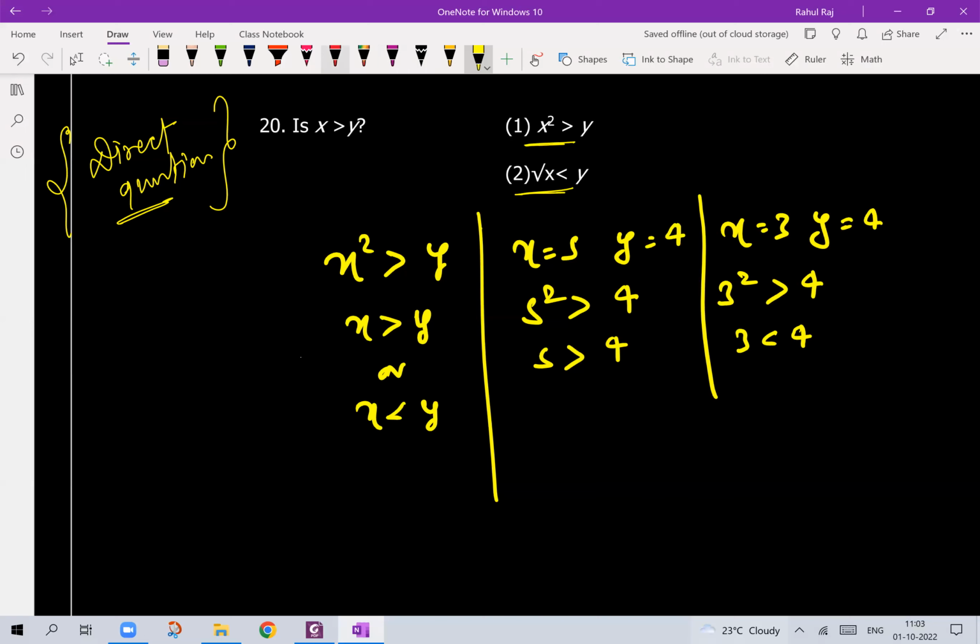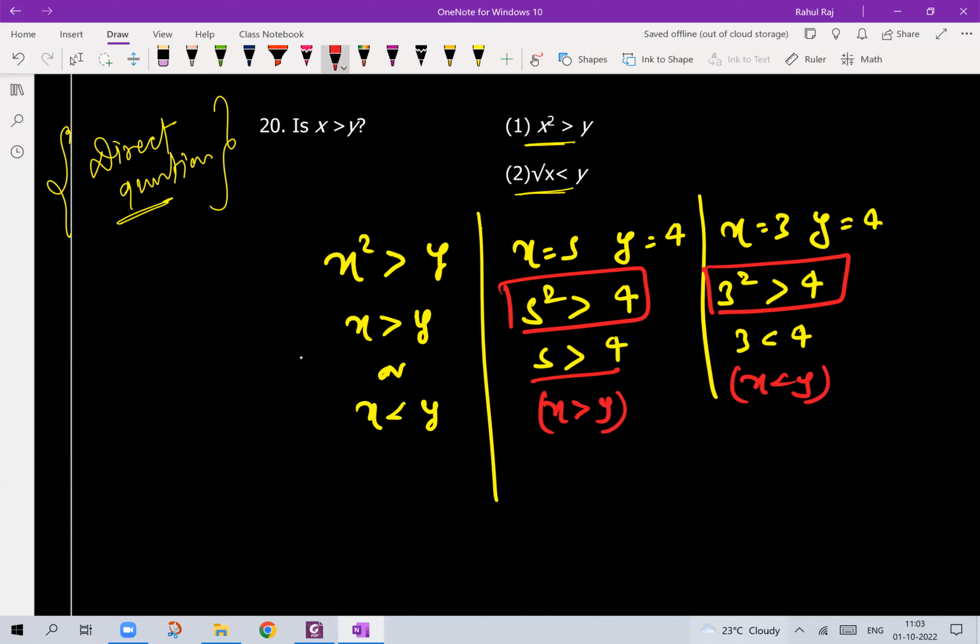So check here at this place, x square is greater than y. At this place, x is greater than y. x square is greater than y. At this place, x is less than y. So I'm very sure even powers cannot be predicted. Just by knowing that x square is greater than y, I can't come to a conclusion that x would be greater than y. x could be greater than y, x could be less than y. Not sufficient. Is that very clear?